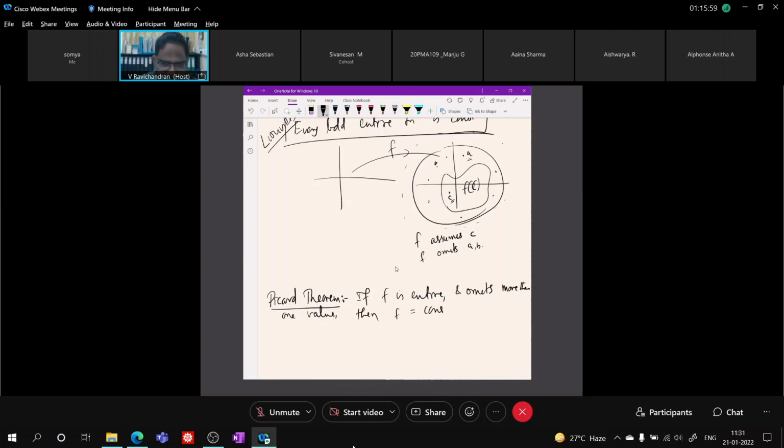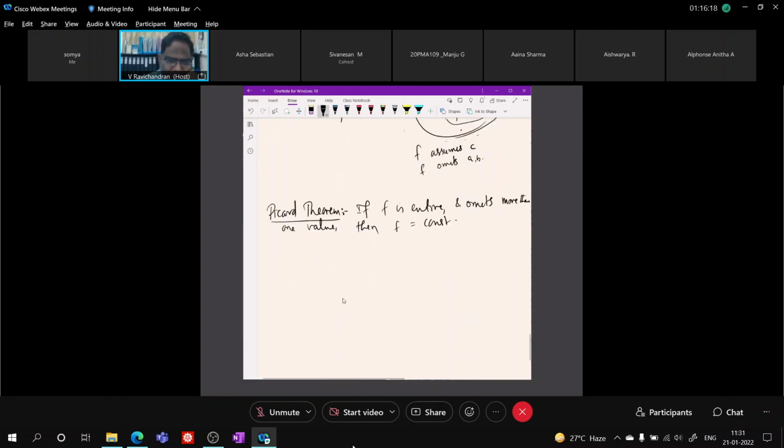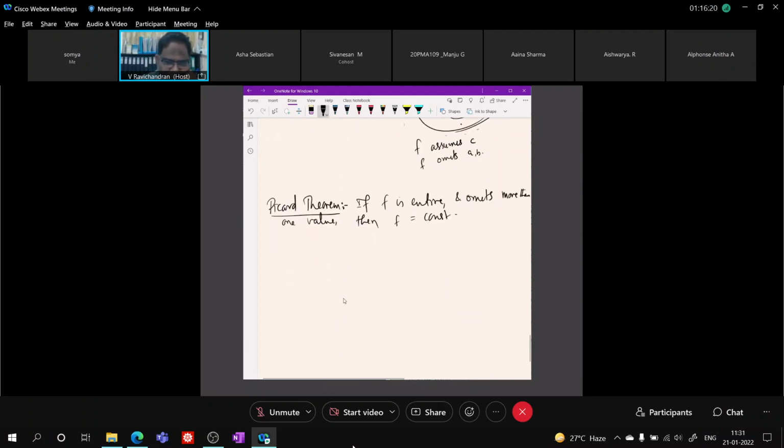In the case of the Liouville theorem, f omits all the values outside the disk. Therefore, f clearly omits more than 2 values. So by the Picard theorem, the Liouville theorem is a trivial consequence. This Picard theorem you should remember: if f omits more than one value, then f is constant.